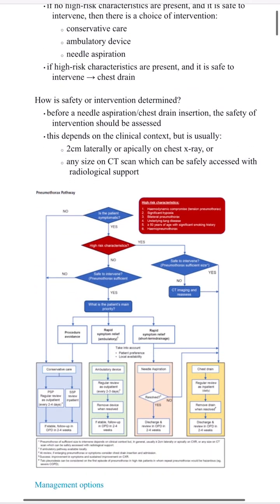So now let's see how safety of intervention is determined. Before needle aspiration or chest drain insertion, the safety of intervention should be assessed. It depends on the clinical context, but is usually 2 cm laterally or apically on chest X-ray or any size on CT scan, which can be safely assessed with radiological support.